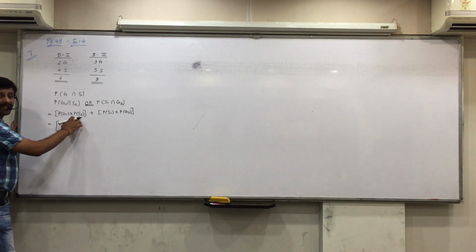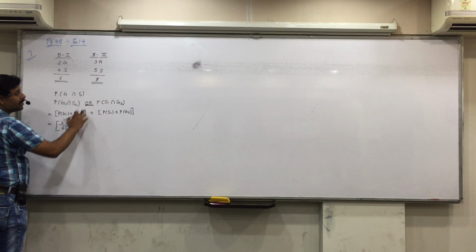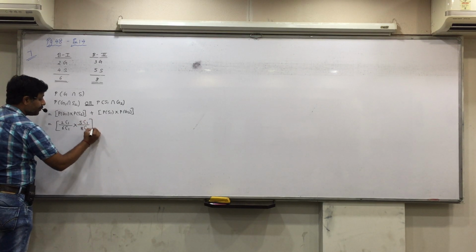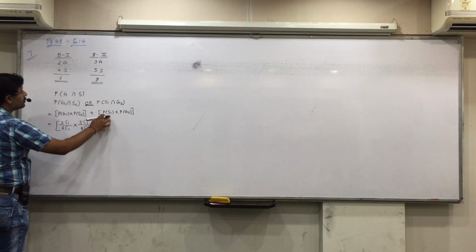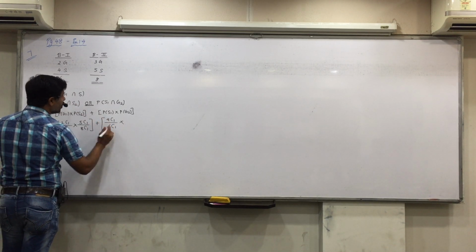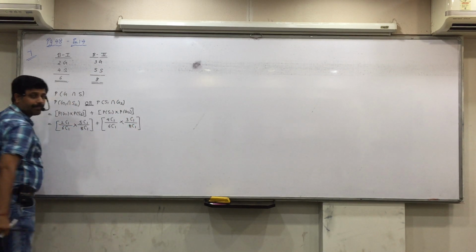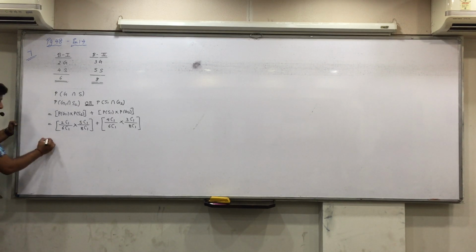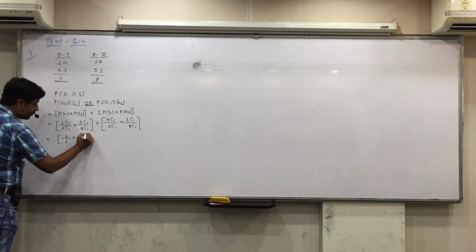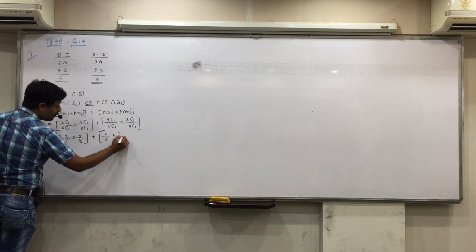Same way, tell me what will be probability of S2? From second box we want silver. 5C1 upon 8C1. What will be S1? 4C1 upon 6C1. What will be G2? 3C1 upon 8C1. Is everyone clear with this? Now that is 2 by 6 into 5 by 8 plus 4 by 6 into 3 by 8.